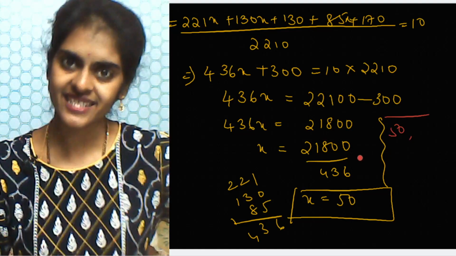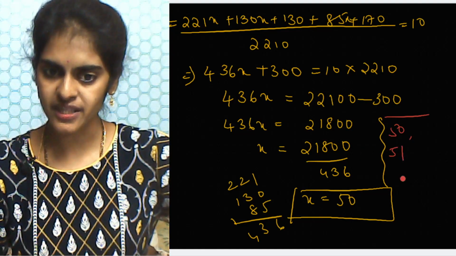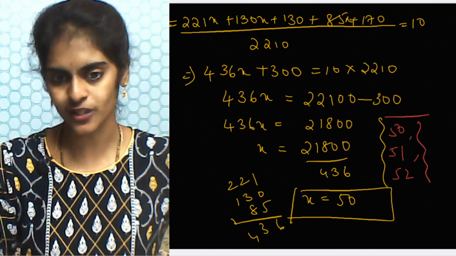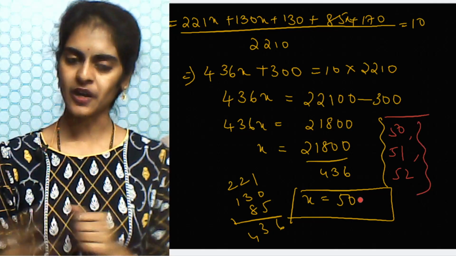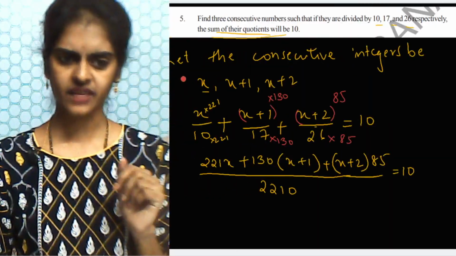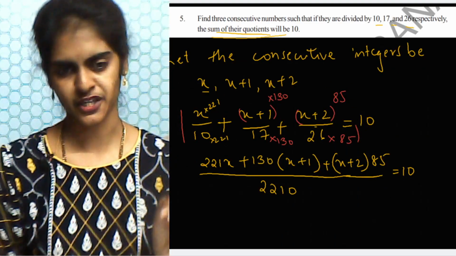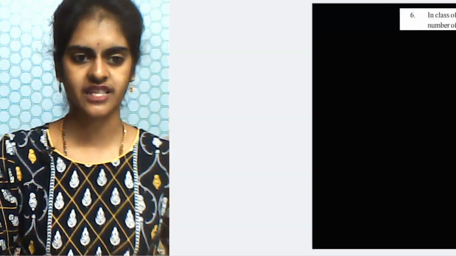So the second integer is x plus 1, so it is 50 plus 1, which is 51. The third integer is x plus 2, so it is 52. So these are the consecutive integers. Got it? So simple, if you can write this step. The next thing is only calculations, isn't it? Let us move on to the next one.